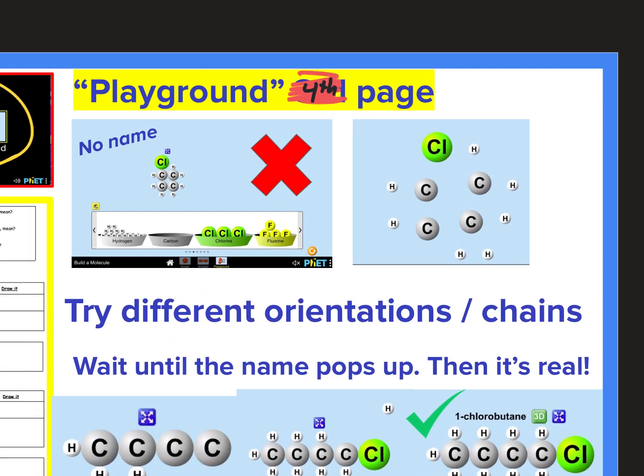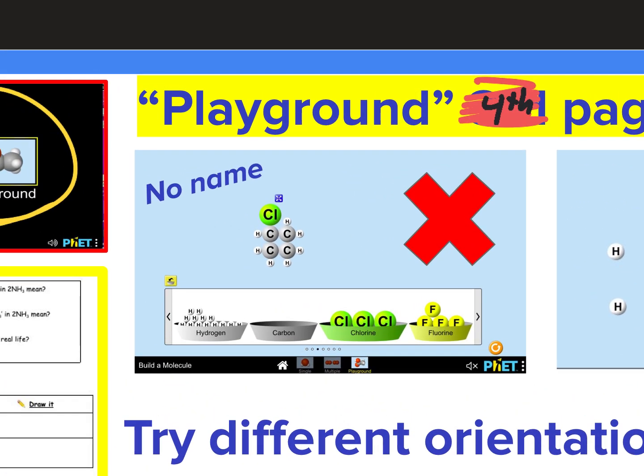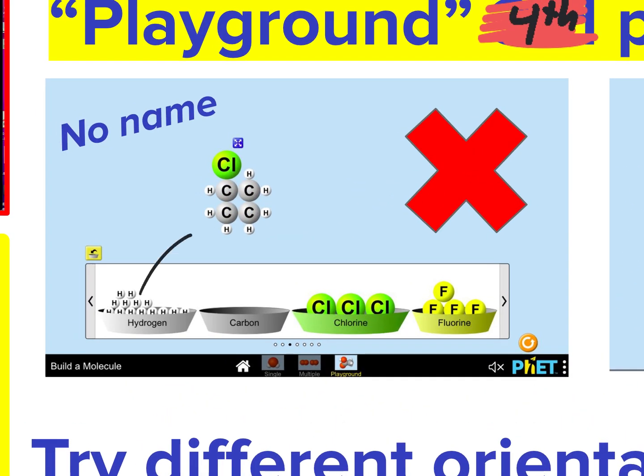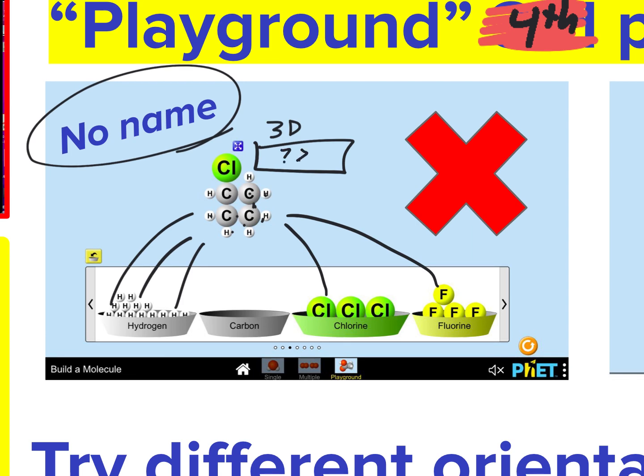So some tips in using the playground. As we start to put different molecules together with these atoms, you might notice something. There's no name. So it doesn't tell you the name, but maybe it lets you put them together. It doesn't give you an option for 3D or any more info about it. If that is showing up with no name, it's not a real molecule.